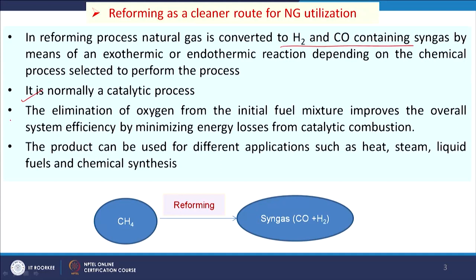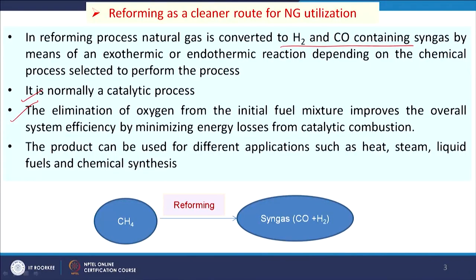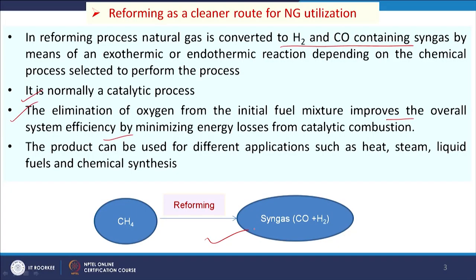And what is happening by this process? We can eliminate the oxygen from the initial fuel mixture, that improves the overall system efficiency by minimizing energy losses from catalytic combustion. And this product which we are getting, that syngas, will be used for heat application, for steam generation and for different types of chemical synthesis. So, that is the major advantage of this process for the conversion of natural gas to syngas and then syngas to other chemicals. So, this is our reforming process. CH4 will be reformed to CO plus H2, that is called syngas.